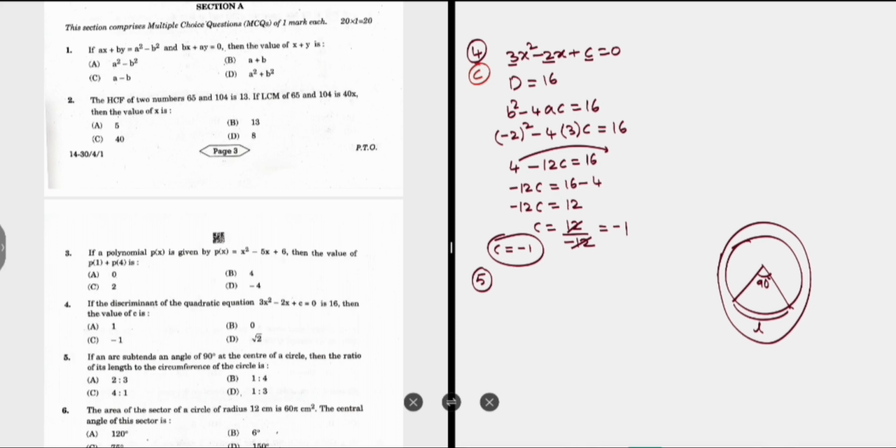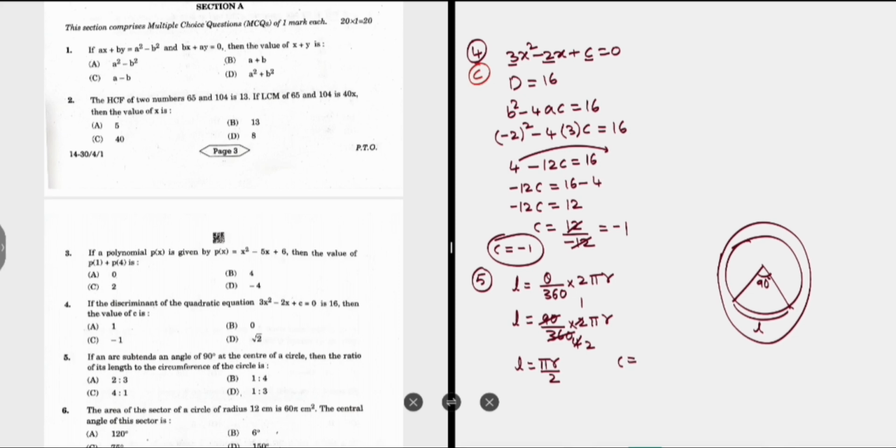So what is the length of the arc formula? Let us find out length first. Length is what? 90 by 360 formula. Let us write the formula first, that is theta by 360 into 2 pi r. This is the length of the arc. It is given 90 here. So length of the arc is 90 by 360 into 2 pi r. 90 ones are 90, 4 nines are 360, 2 ones are 2. So length of the arc is what? Pi r by 2.